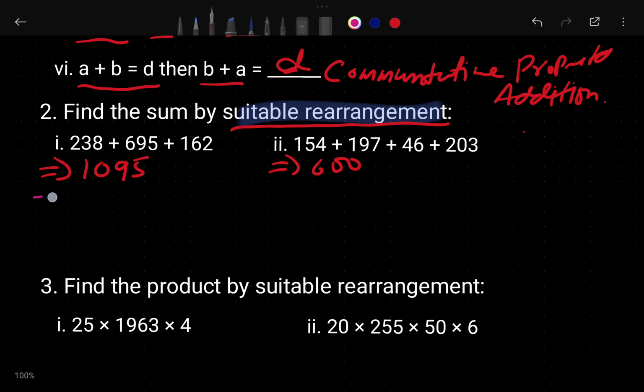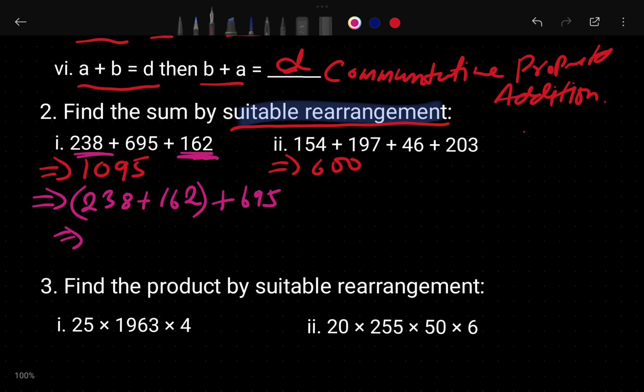So how can we do this? Simply, we write 238 plus 162, put it in a bracket, then add 695 also. Because when you add these two directly, it is going to be 400. It is going to be 400 plus 695, and then the answer will be 1095.